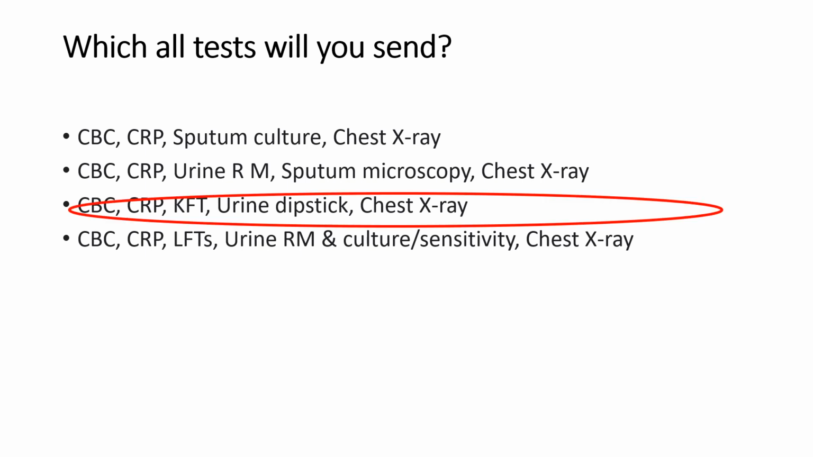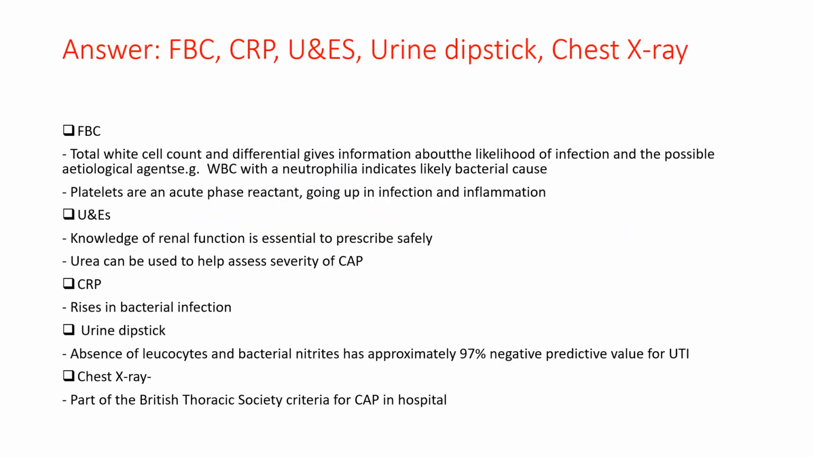The answer will be CBC, CRP, kidney function test, urine dipstick, and chest X-ray. CBC, that is full blood count or complete blood count, gives complete information about the likelihood of infection. Neutrophilia indicates a likely bacterial cause, and platelets are indicators of infection and inflammation. Hence, the complete blood count was done.